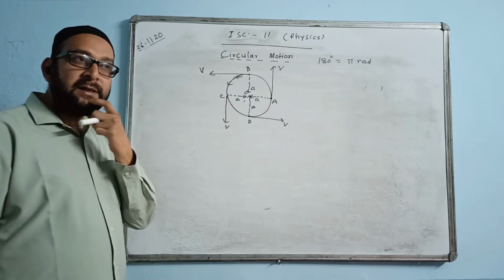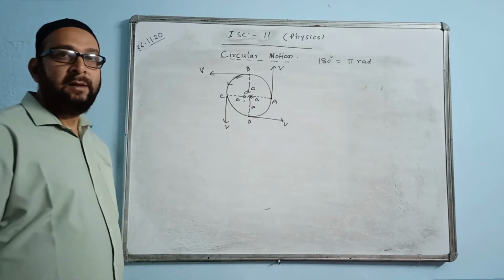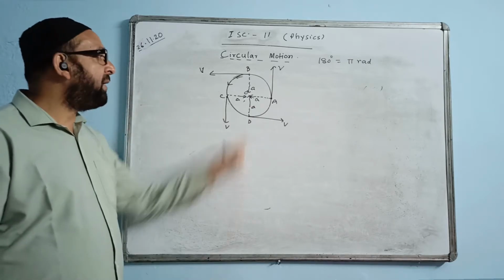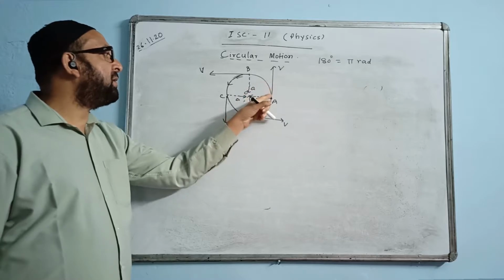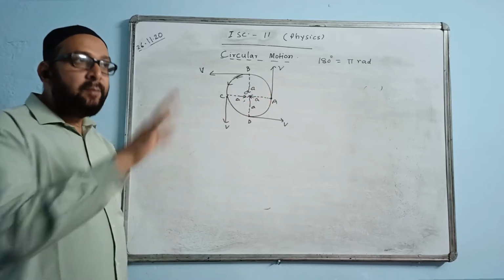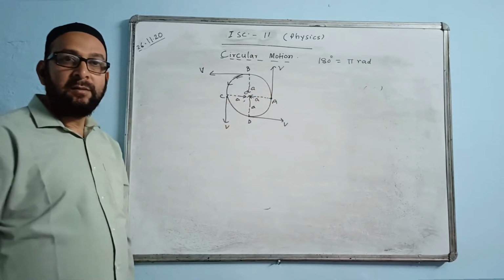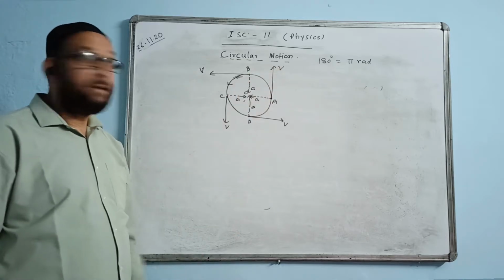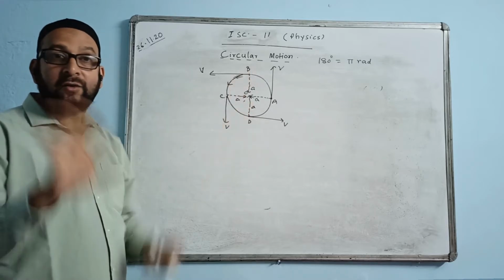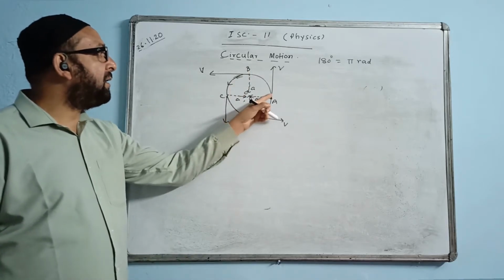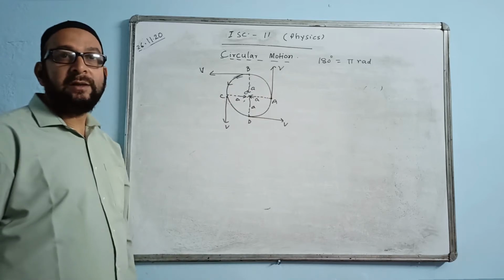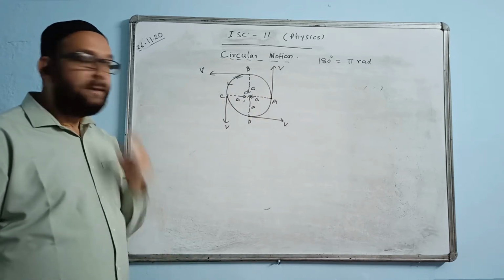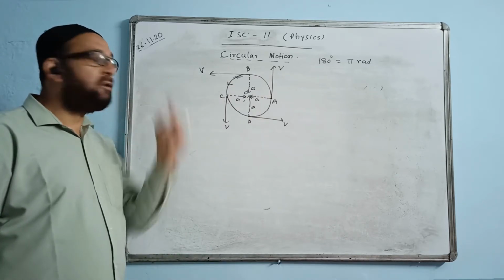Radial means along the radius, tangential means along the tangent. And what is the angle between A and B? The angle between A and B is 90 degrees. When a body moves in a straight line path, the direction of A and the direction of velocity will be the same. But here the direction of acceleration and velocity is not the same. Acceleration acts in a direction perpendicular to the velocity. There is a reason behind why it acts perpendicular to the direction of velocity.